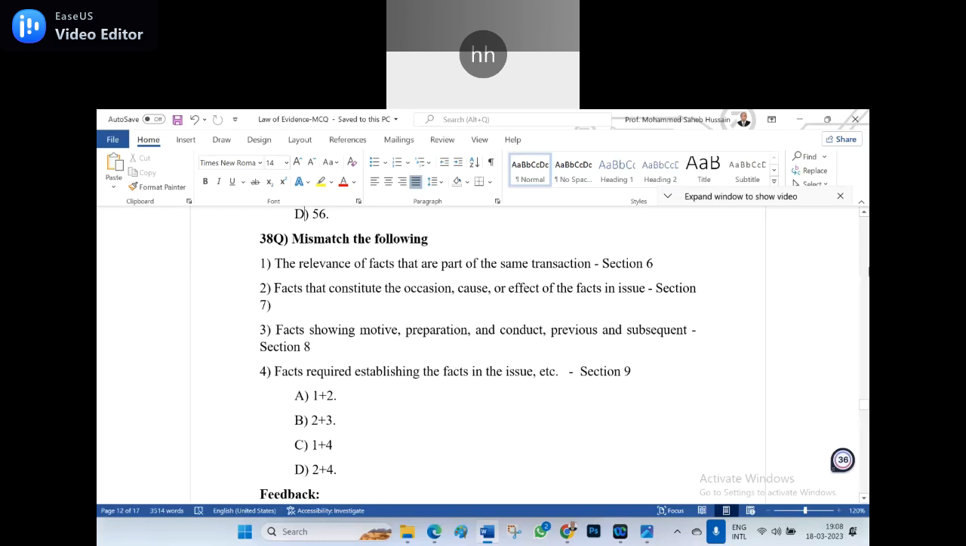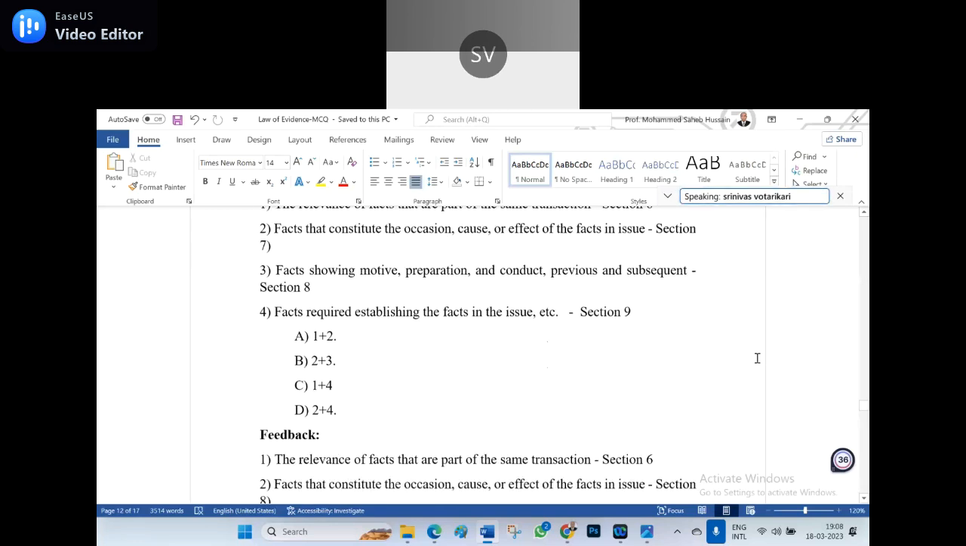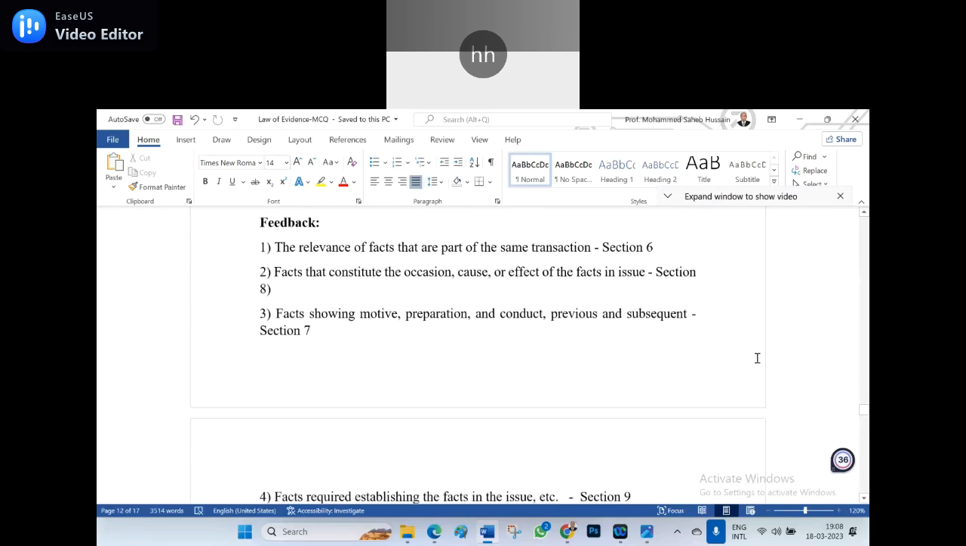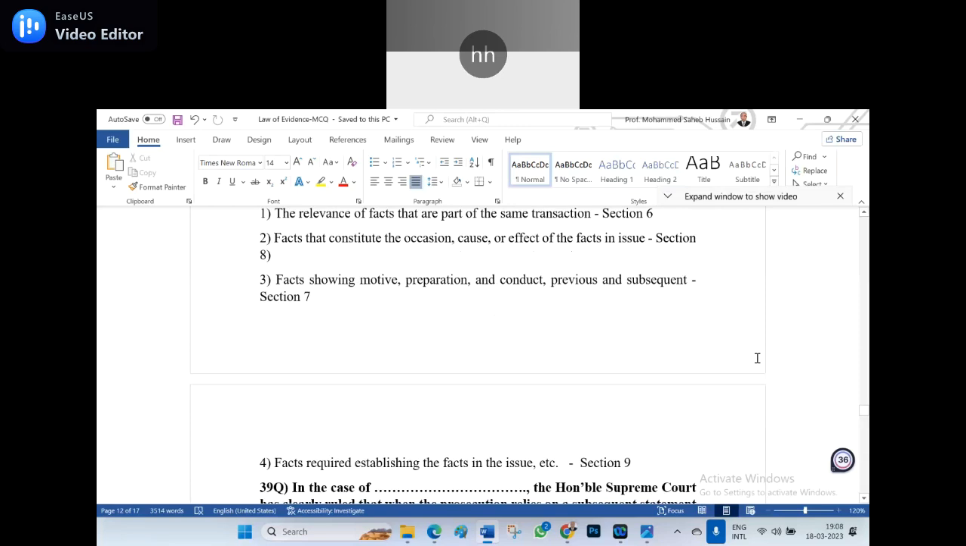One plus 4, sir. Wrong. Second option. Sir, D, 2 plus 4, is the answer. B, 2 plus 3. Yes, you can see the feedback here. I did not change anything, only 2 plus 3 I changed. If you see here 1, 2, 3, 4, you can easily notice that. Yes, the options are right, sir.